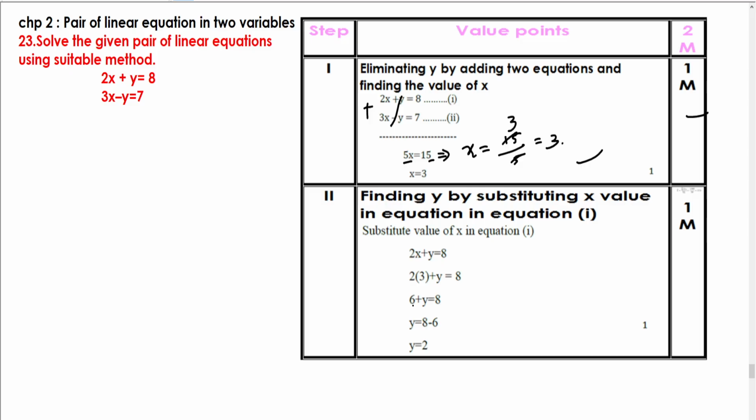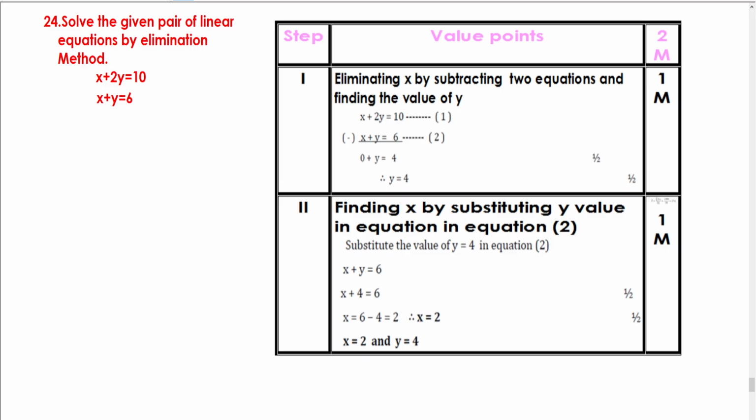Take 6 to the right. Plus 6 when transposed to the right hand side becomes minus 6. Observe this carefully. Many of you in a hurry will make mistakes. 8 minus 6 is 2. Therefore solution is x is equal to 3 and y is equal to 2. You will get full marks for doing this. Move on to question number 24. Solve the given pair of linear equations by elimination method. Again similar type.